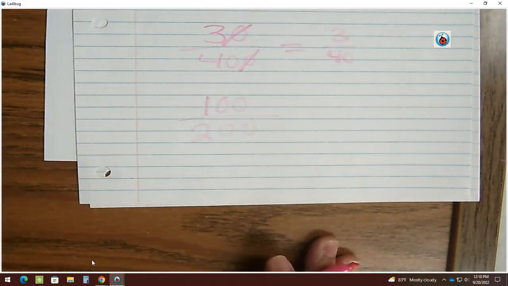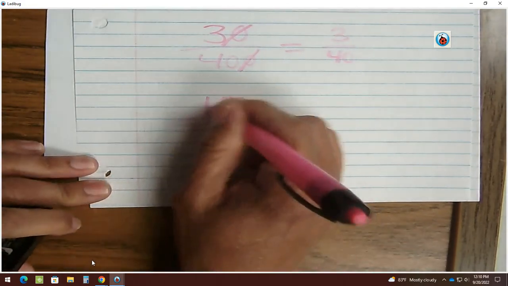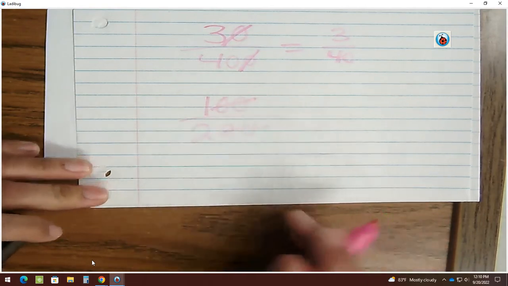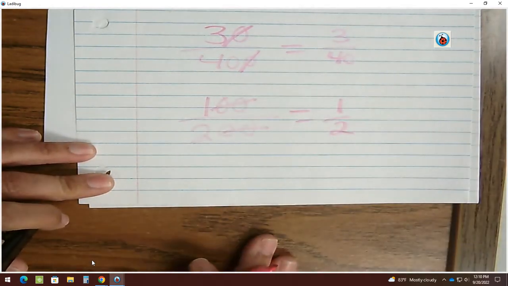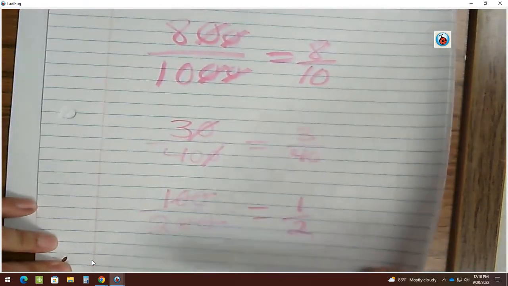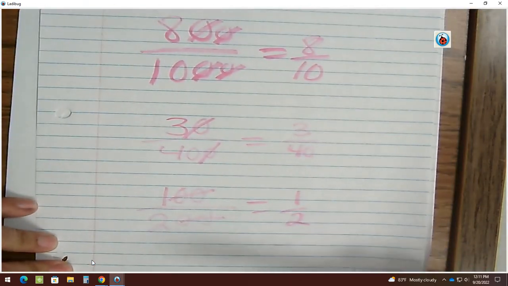How many can you simplify? How many can you take away? 2 for 2. And then the fraction would be 1/2. You're done. Okay? Now, last year I had a kid that did this, so I want to show you what he did. Don't copy none of this.